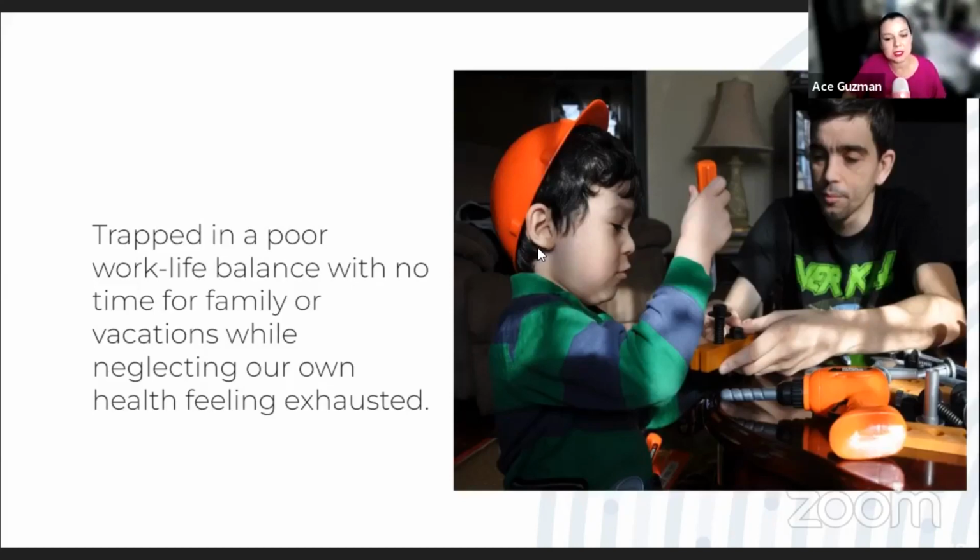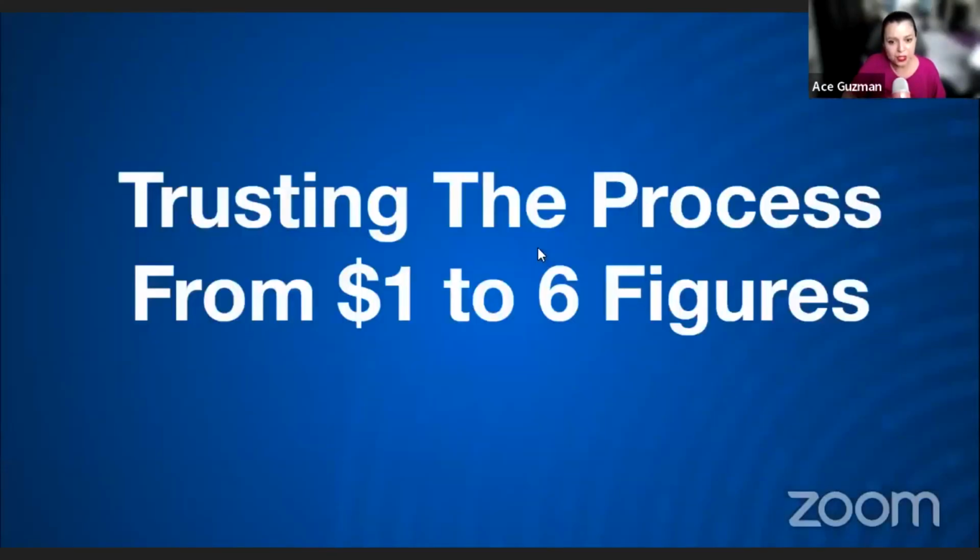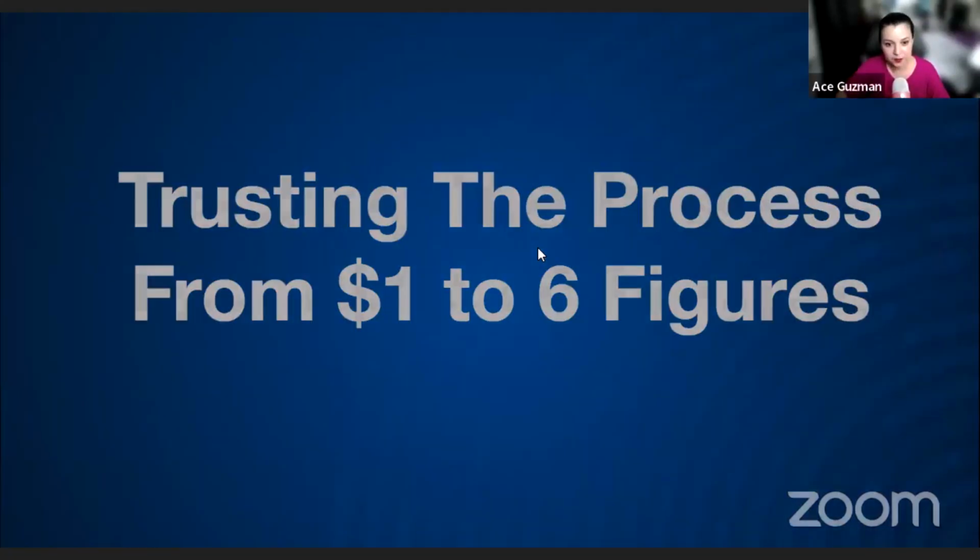I looked at my son and I was like, I can't do this no more. We got to figure a way out. So Rich and I, what we did was we trusted the process. We learned about affiliate marketing. We took that $1 trial and we turned it into 6 figures. Let me show you how we did it.